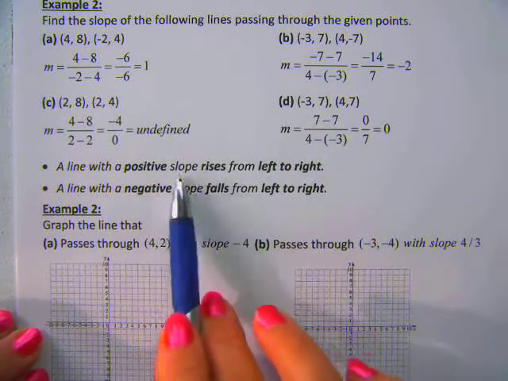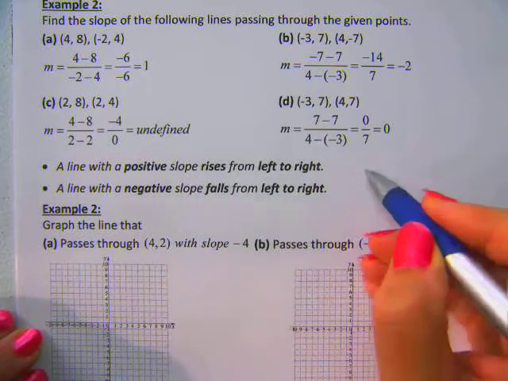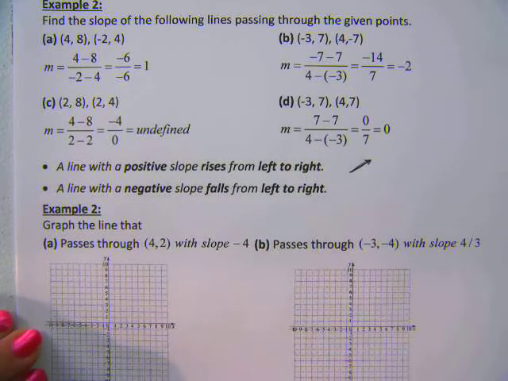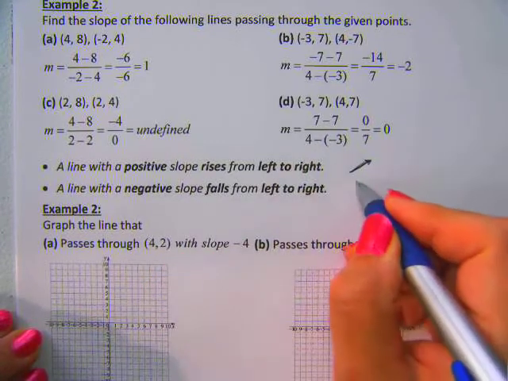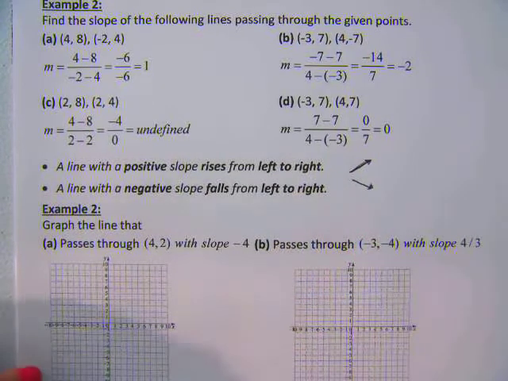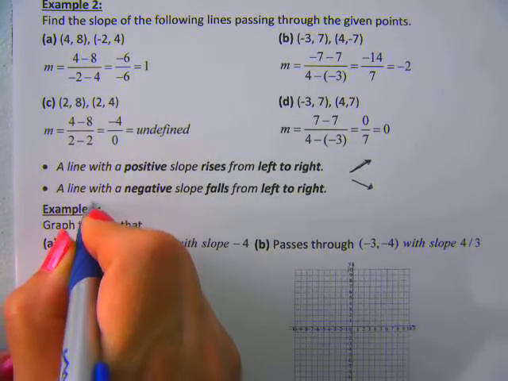A line with a positive slope rises from left to right, so it will look like this. If you look at the line and it looks like that, it means it has a positive slope, and it has a negative slope if it falls when you go left to right, so it will look something like that. So let's look at the last example. Actually, this should be example 3.